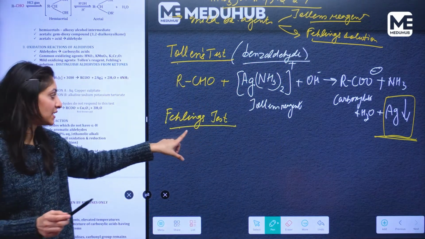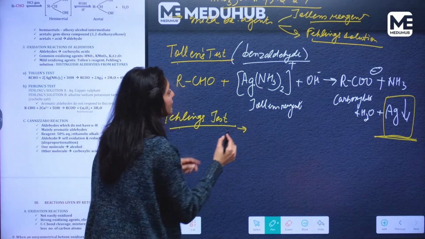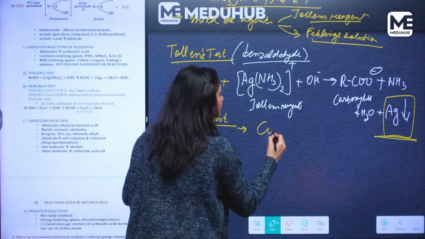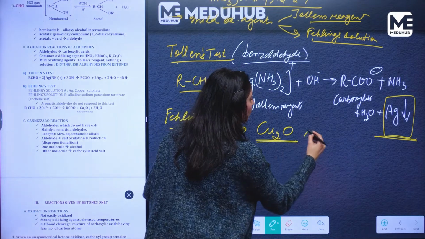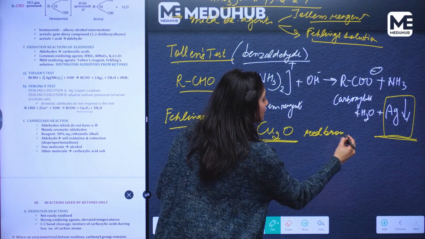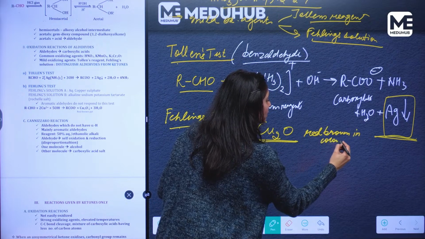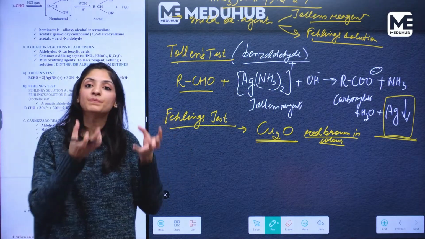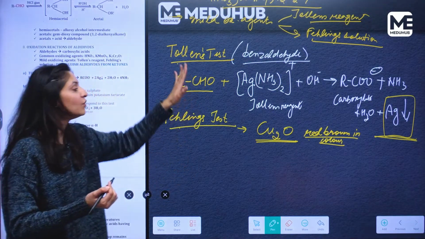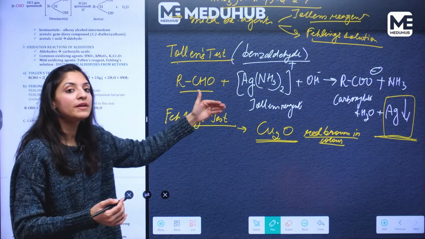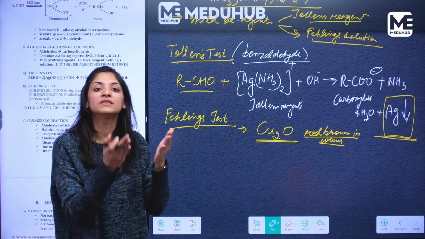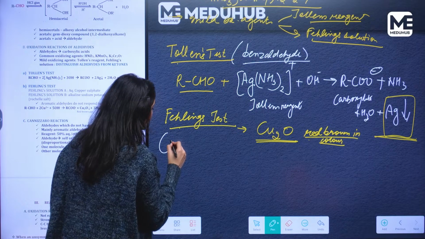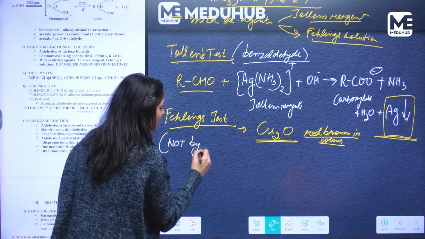The next test is the Fehling's test. Fehling's solution also oxidizes an aldehyde to the corresponding carboxylate ion, and it gives cuprous oxide, Cu2O, which is reddish brown in color. So when an aldehyde is treated with Fehling's solution, we get a red-brown precipitate and a carboxylate ion of the corresponding aldehyde is formed. Through this, we get to know that whatever compound we were starting with was an aldehyde. Again, Fehling's test is not given by ketones, and it is also not given by aromatic aldehydes.